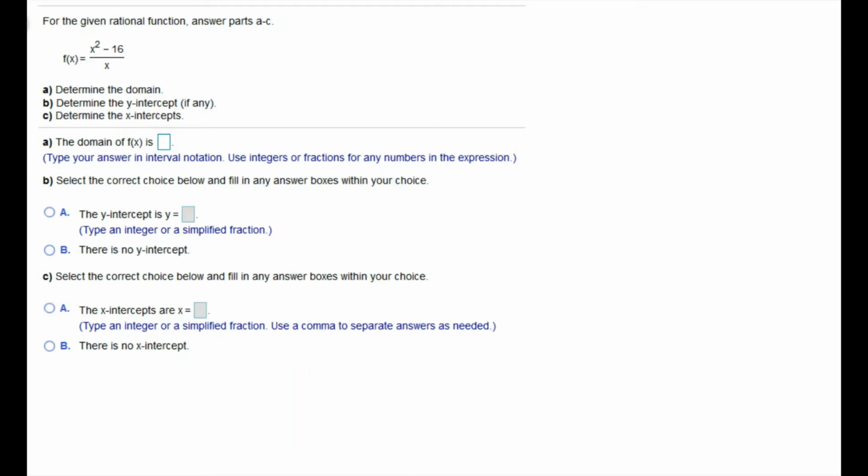So for the domain of a rational function, we're worried about the denominator equaling 0, because dividing by 0 is undefined. So to find the domain, we're going to take our denominator and set it equal to 0. That's going to give you any values that you want to exclude from the domain. So we want to exclude 0.